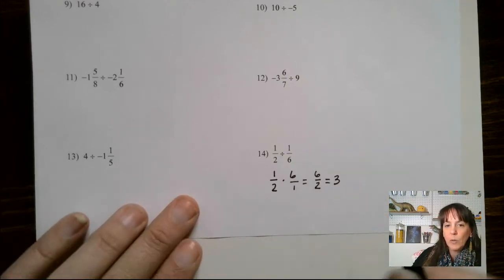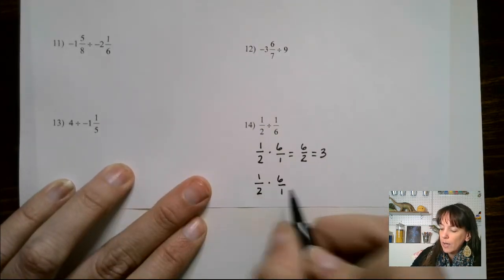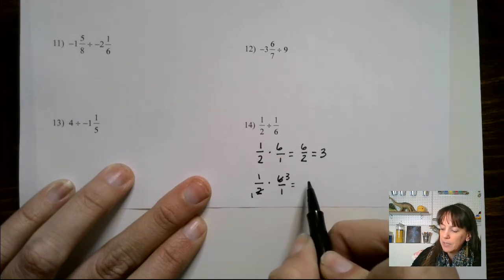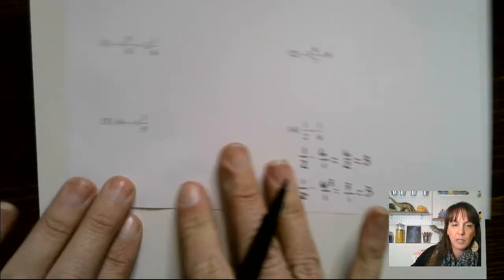Remember, we could have cross-canceled 1 over 2 times 6 over 1. Divide by 2, I get 1. Divide by 2, I get 3. And that would give me 3 over 1, which is just 3. So either method will work. Let's talk about this guy.